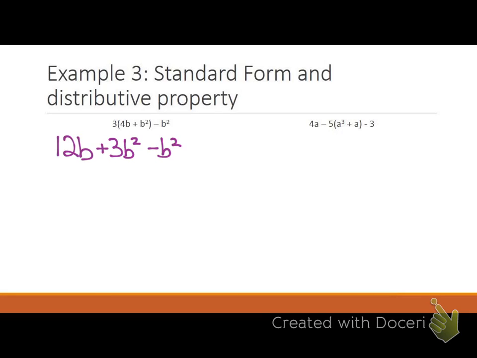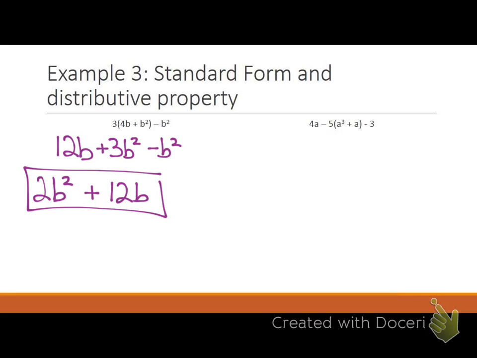All right, so go ahead now and write it in standard form. All right, so we can combine our b squareds, and what do we get? 2b squared plus 12b. That's it. All right, go ahead and do the second one now.